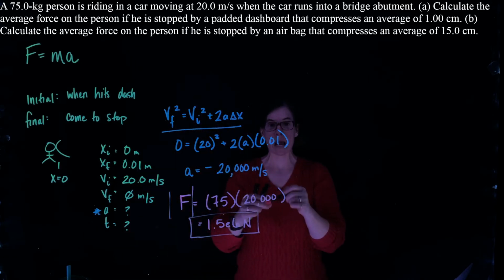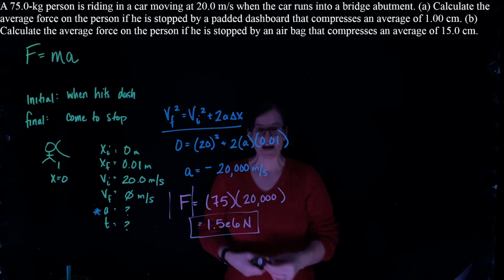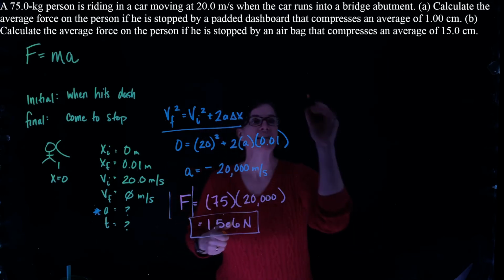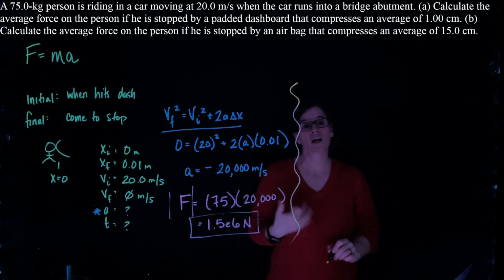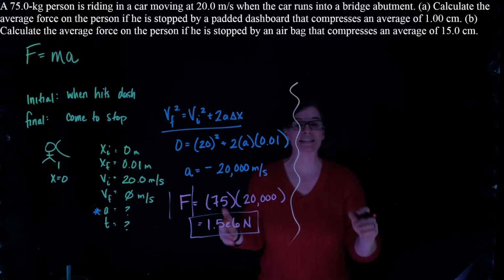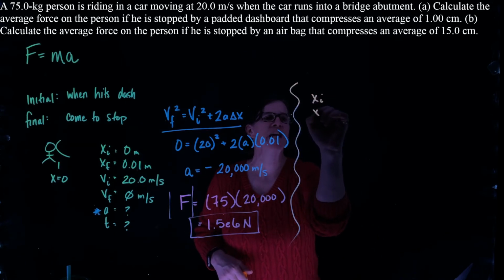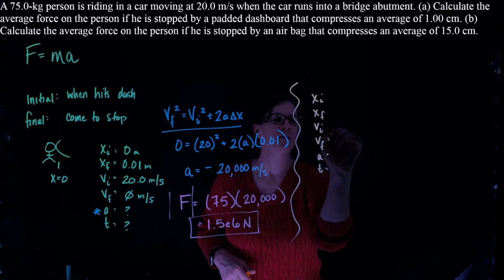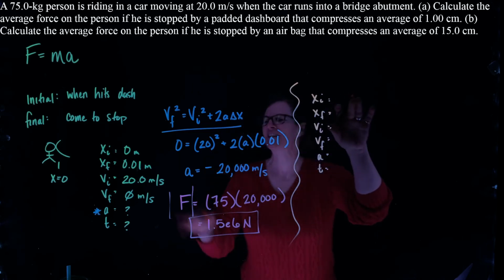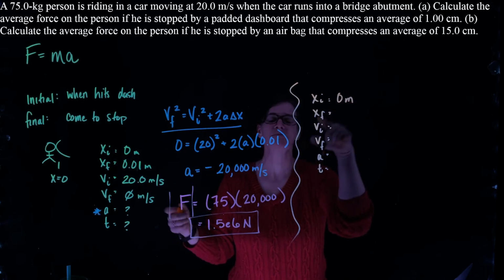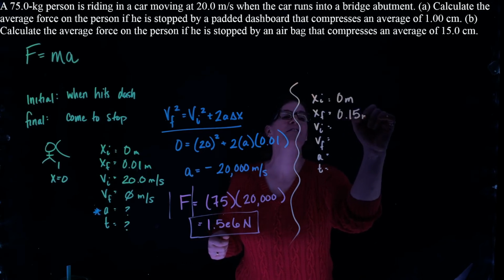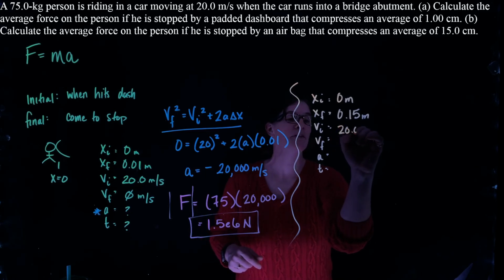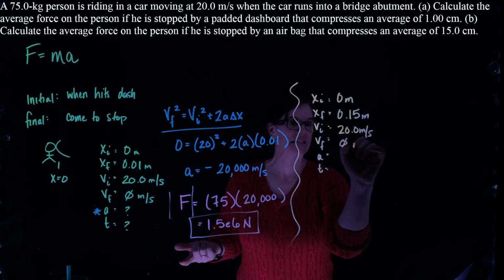So pretty big force. What's the airbag do for us? We actually have the same initial and final conditions, but in this case, we're hitting that airbag. So we're coming to a stop over a different distance. The only thing that is going to change in our problem is our known values. Our initial condition is actually the same, but our final position is now 0.15 meters instead of that 0.01 meters. V initial is still 20 meters per second.